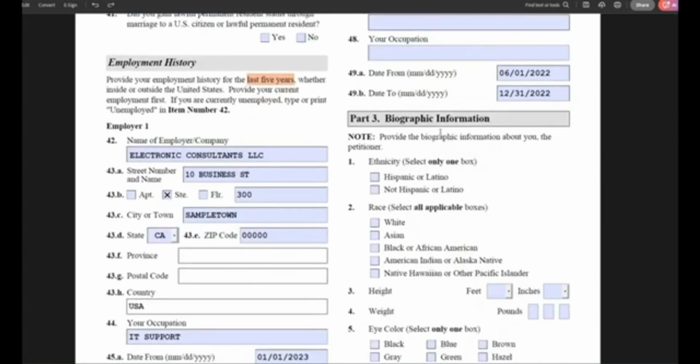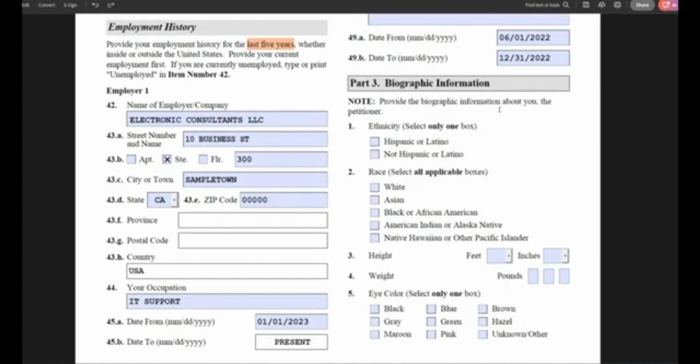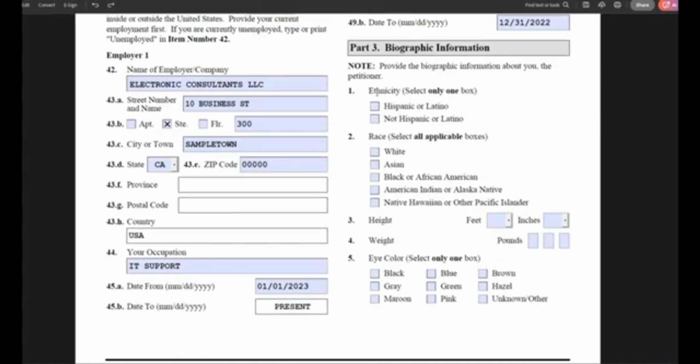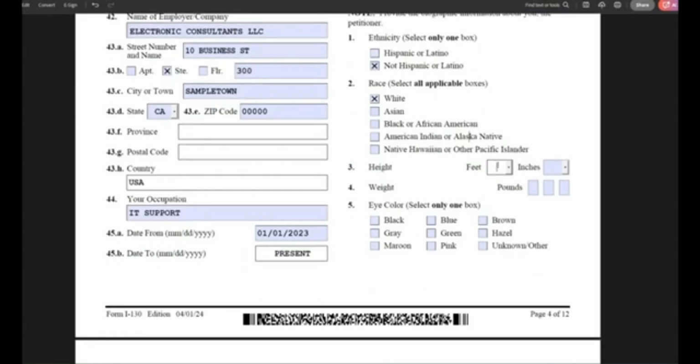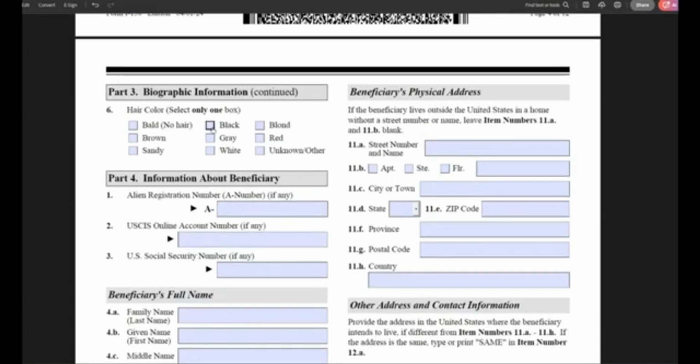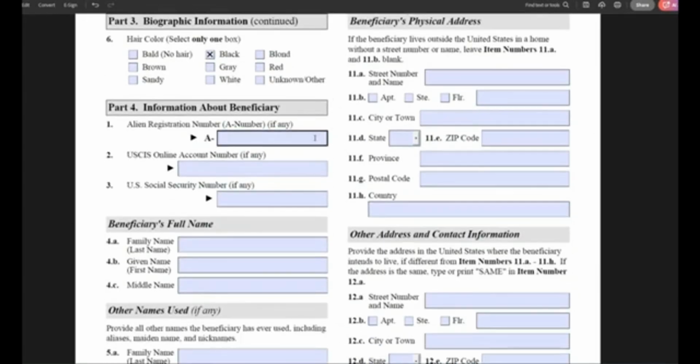Moving on, provide the biographic information of the petitioner: your ethnicity, so select one of the boxes, your race, your height, your weight, your eye color, and your hair color. Moving on to part 4. Finally, here you will be asked to provide information about your beneficiary. Very likely, they're not going to have an alien registration number if they have never been to the US before, or if they're here on a non-immigrant visa, they probably don't have an A number.